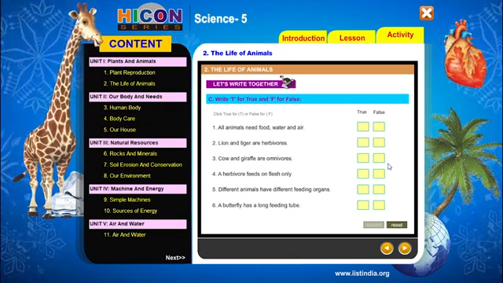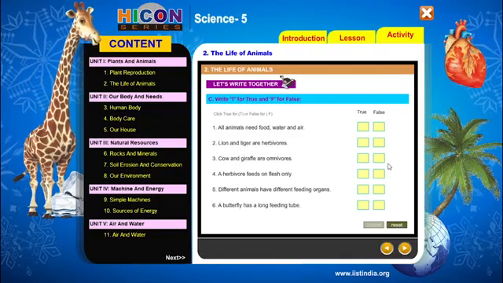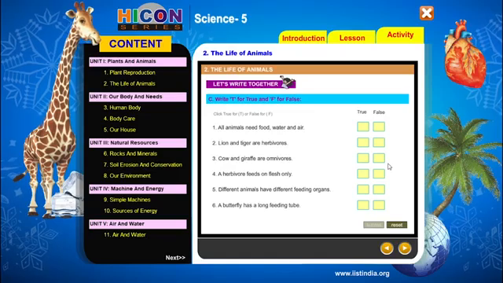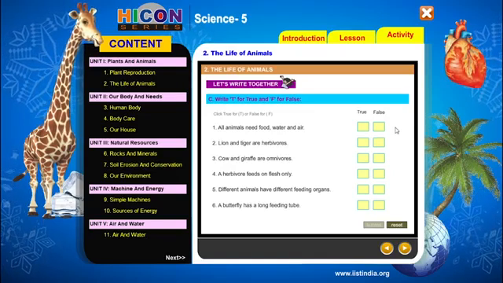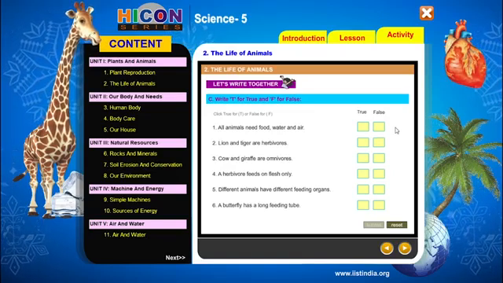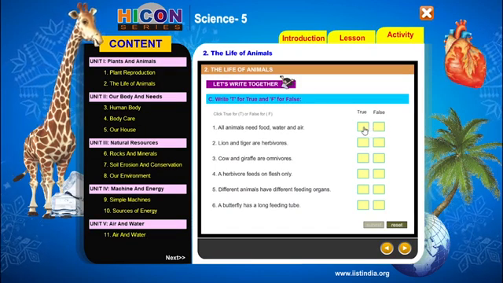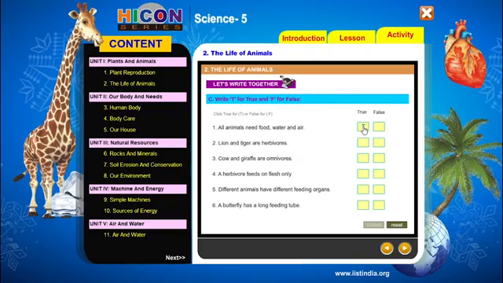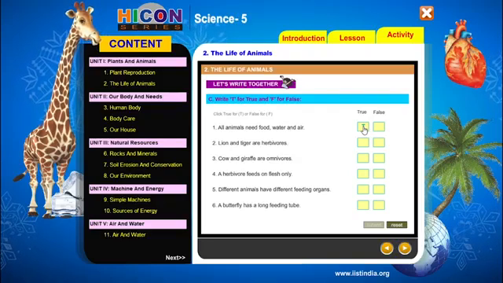That means if they eat food, they will get energy. Then only they can perform their activities, daily life activities. So that means all animals need food, water and air. Then only they can survive. So the given first sentence is true. So write T in the box given under true. So children, read the second sentence.